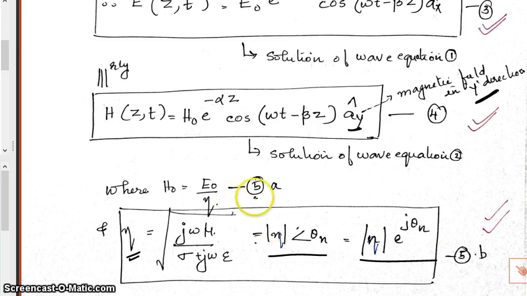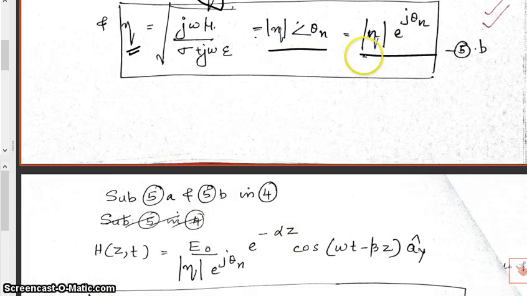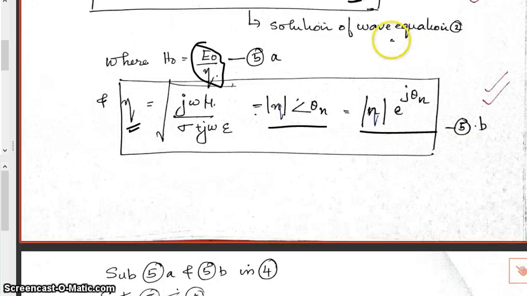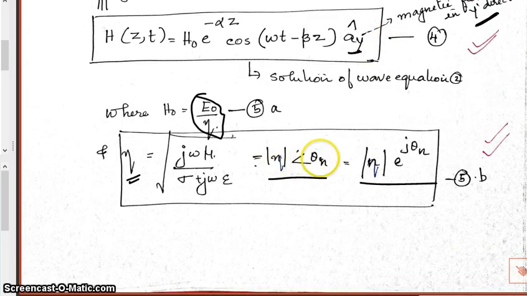Now next I am going to substitute this in equation 4, or either in equation 3. Here I have done it in equation 4. So H(z,t) is equal to, instead of this H0, I can substitute E0 by η, and in place of η I can substitute what? η into e^(jθn), or η into angle θn, or this one, square root of jωμ over this one. So here I have taken η into e^(jθn).